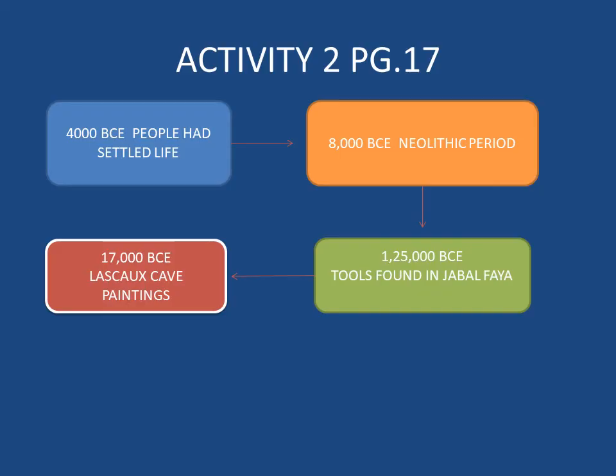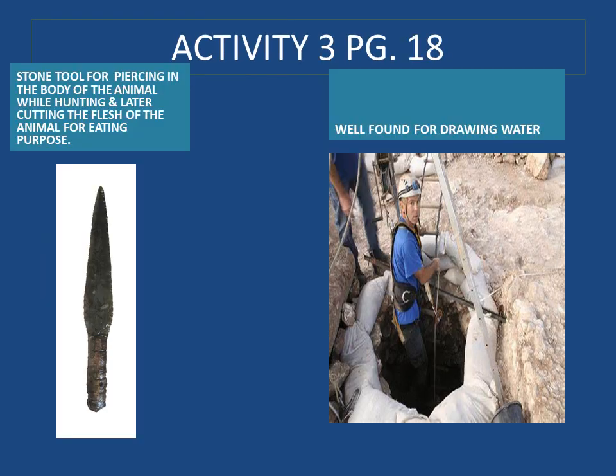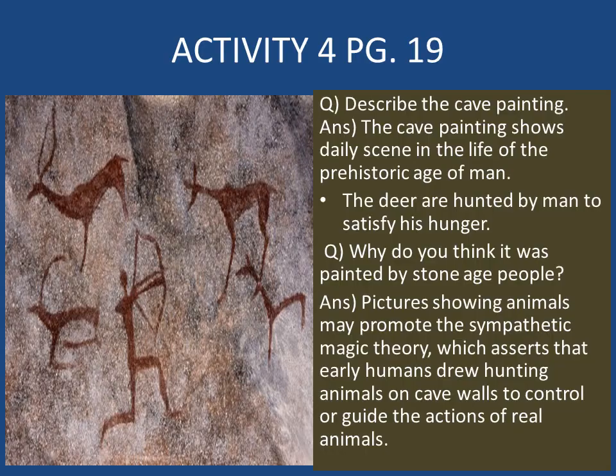Here, children, we have activity 2, and you can see it. It is on page number 17 of your textbook. So what you have to do is that first you fill it up, and then you can check out the answers over here. So children, here you can have a look at the settled life, how the farming activity was going on, how the animals were domesticated.